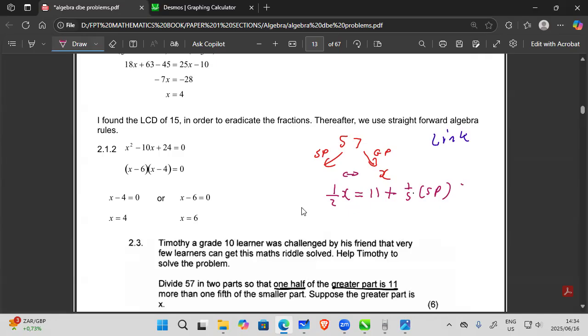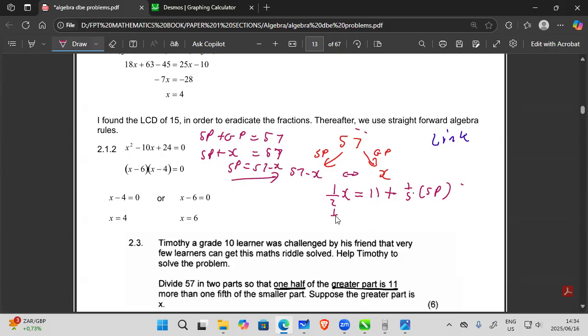But what is the smaller part? If this is 57 and the greater part is x, then this has to be 57 minus x, because the smaller part plus the greater part must give you 57. SP plus GP must equal 57. So if the GP is equal to x and the entire thing is 57, then SP, just using normal algebra, is 57 minus x.